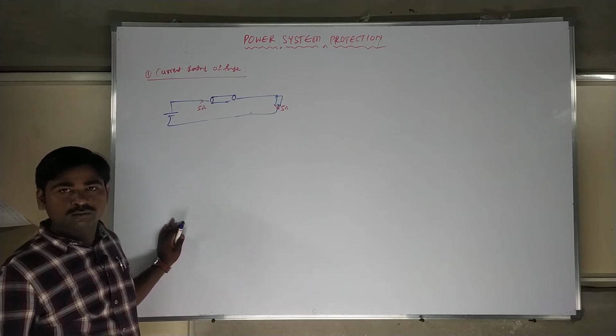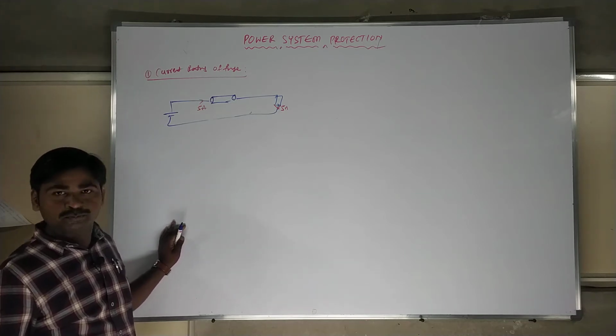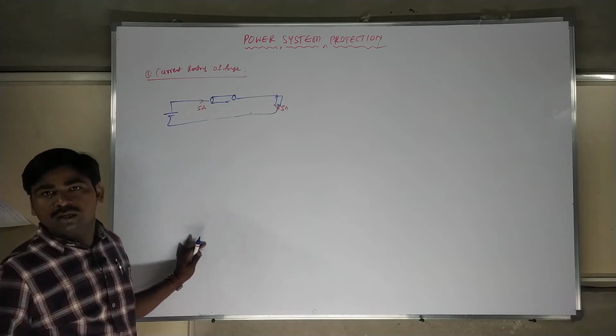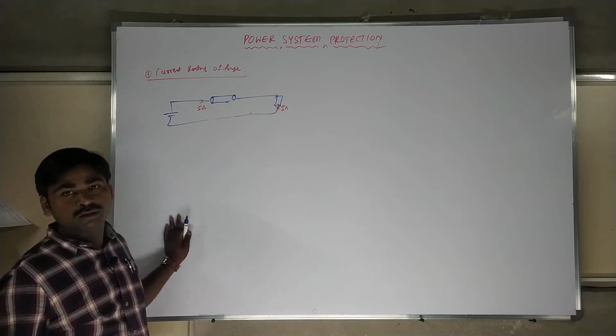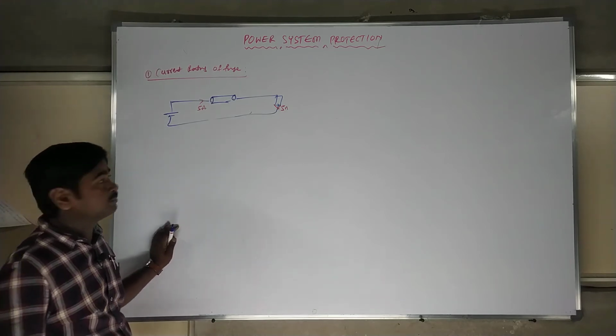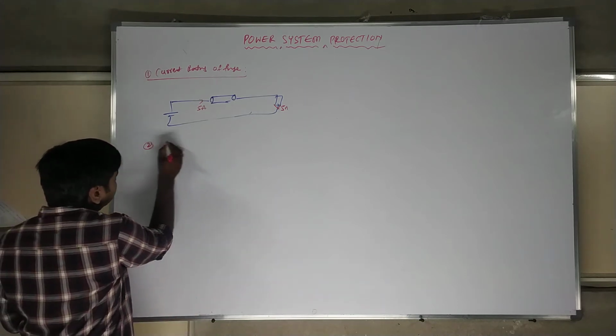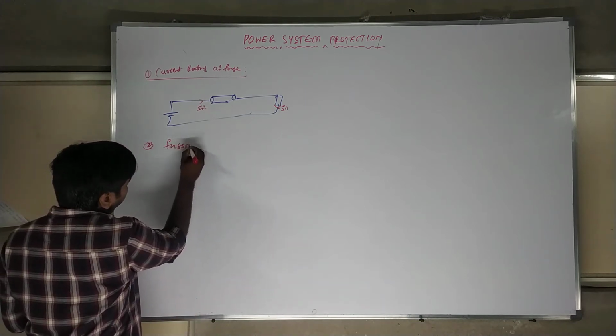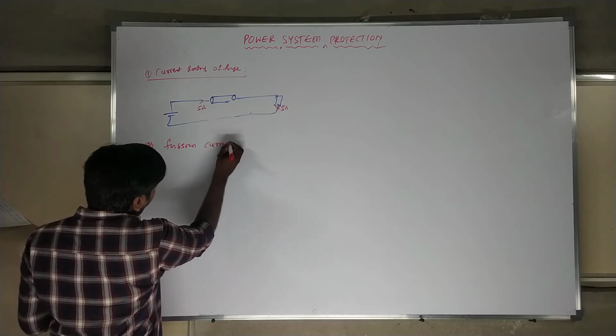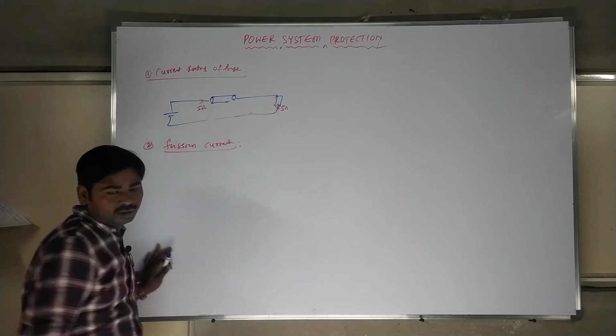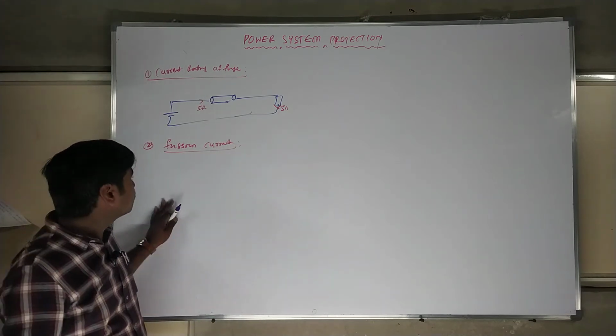It is the current which we can carry in the circuit normally under rated condition, with very good condition of the load. This is called current rating of the fuse. Next, you can say the fusion current. So what is the fusion current?